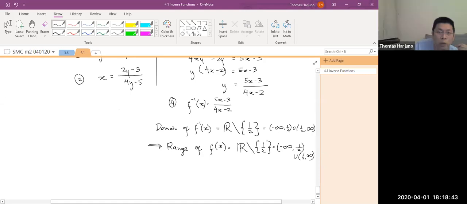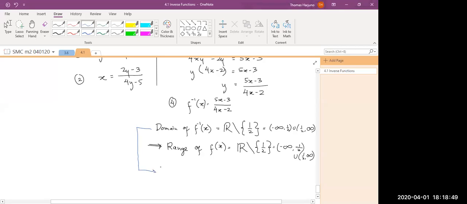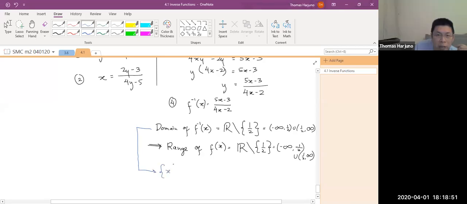Now, when we write that using set builder notation, we need to be a bit careful. When we use set builder notation, the domain is on the x where x cannot be 1/2, right? But when we write for the range, it's y where y cannot be 1/2, if we use set builder notation.